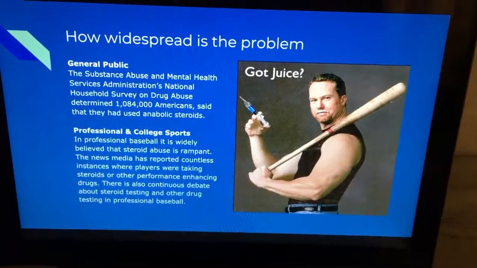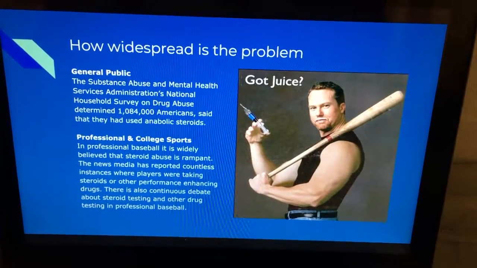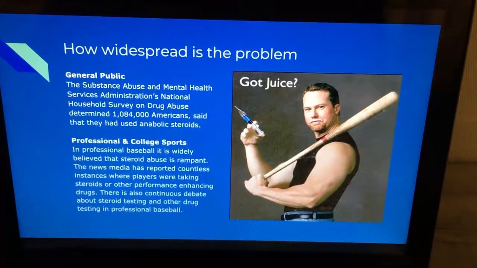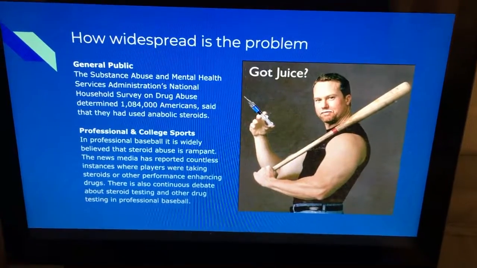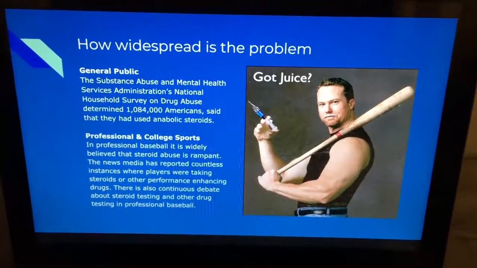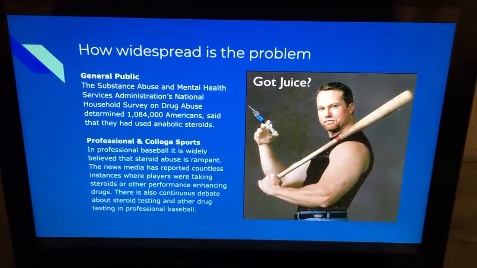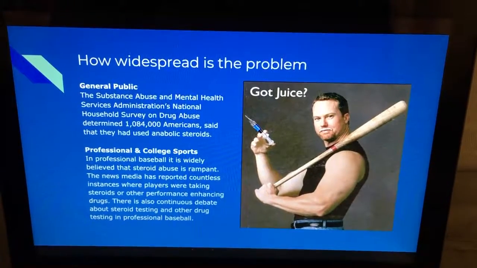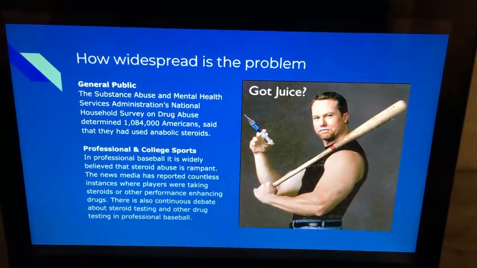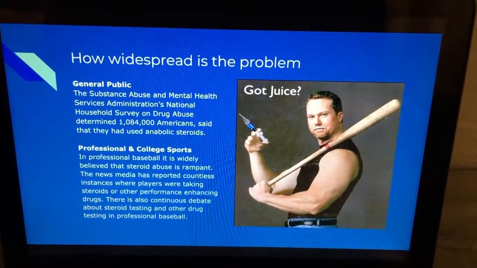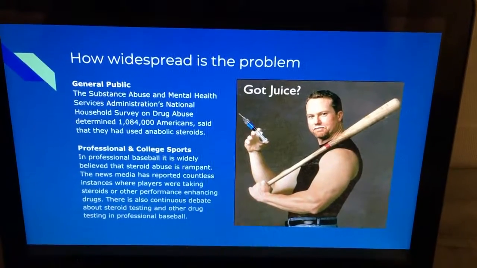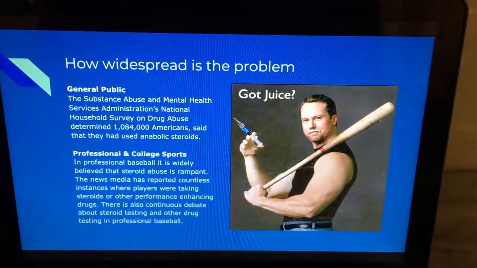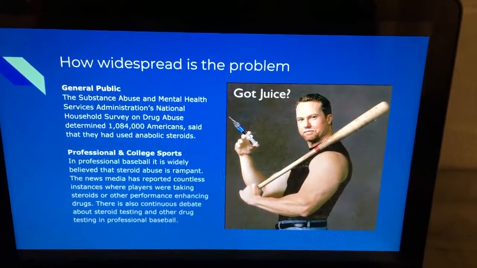So how widespread is the problem? Well, here in America, 1,084,000 people use anabolic steroids, and the age range of the group that abuses anabolic steroids is typically 18 to 34 years old. And we especially see steroid abuse in professional baseball, where there have been countless reports of players taking steroids and other performance-enhancing drugs.